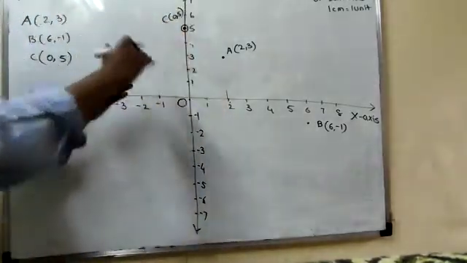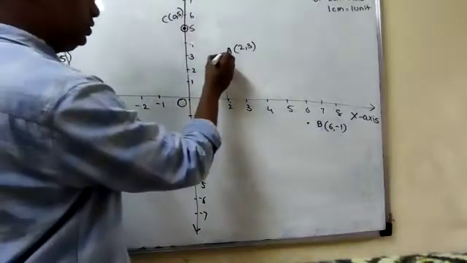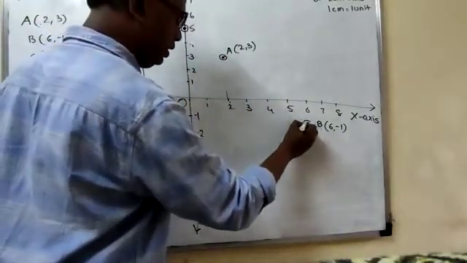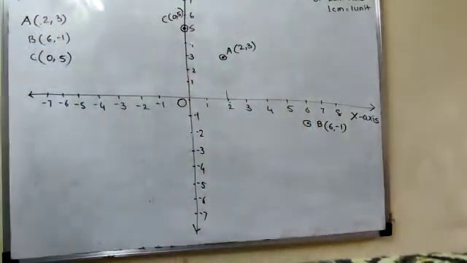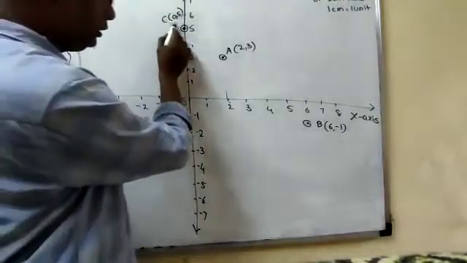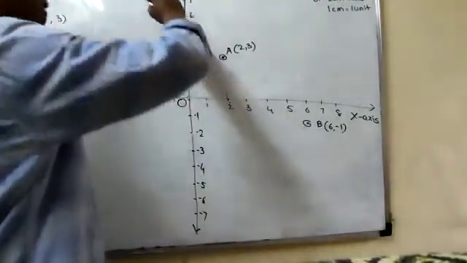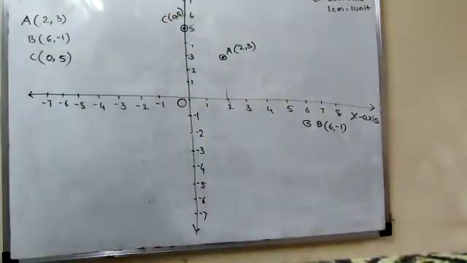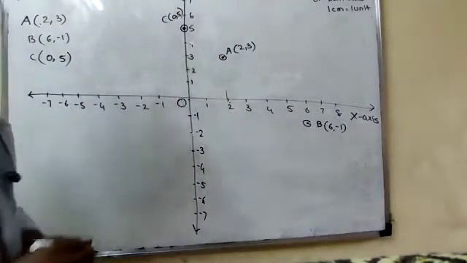Now what is the question? We have plotted all the points here. This is your A, this is your B, and this is your C. The question is whether these points are collinear. Now what is the meaning of collinear? You are studying in your first chapter. All the points are in the same line. Draw a line. I'll use another pen.